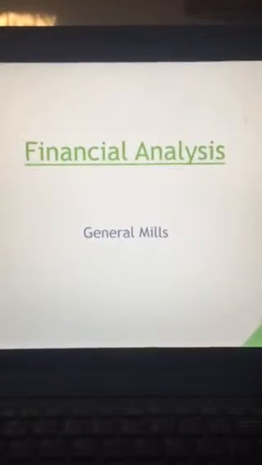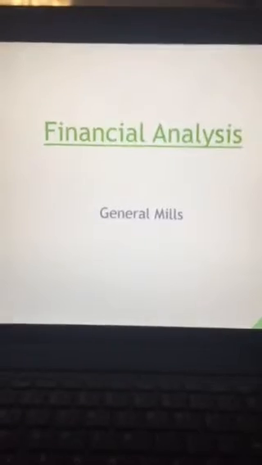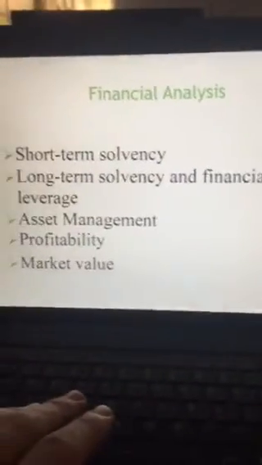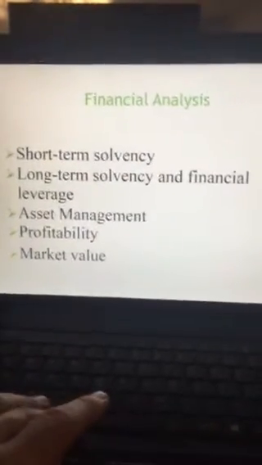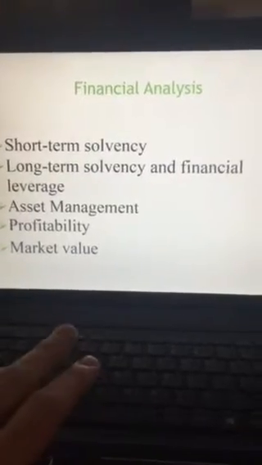Dr. Cresson's classes, the extra credit assignment, the financial analysis of one company. Today I'm going to talk about General Mills, which is a food production company. We're also going to talk about short-term solvency, long-term solvency, and financial leverage, asset management, profitability, and market value ratios.